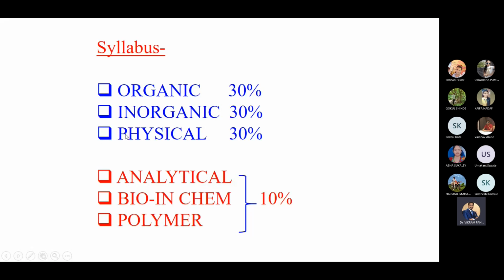So for example, if you are from organic chemistry, you have to study inorganic or physical. If you are from analytical chemistry, you have to study organic as well as inorganic chemistry. Two chemistries you have to learn, right? If you are from any of these three, you have to learn at least one other chemistry. Most of the students are now from analytical chemistry, so they have to study organic as well as inorganic chemistry.